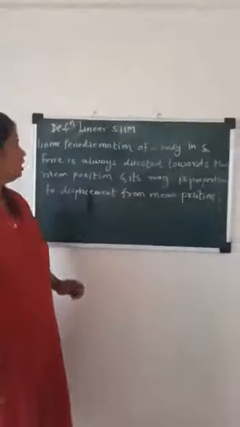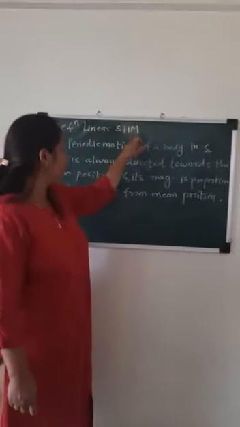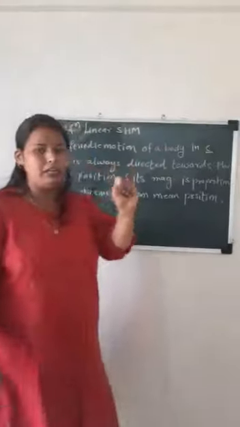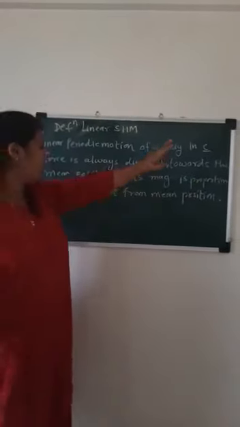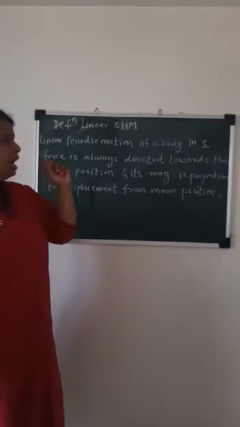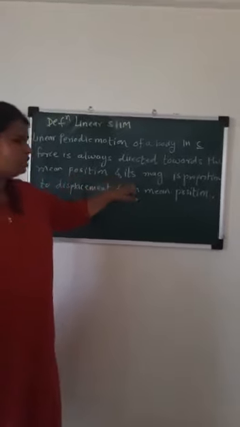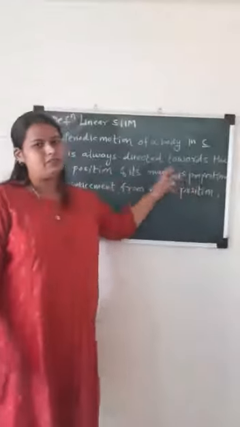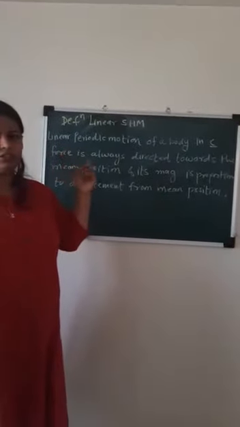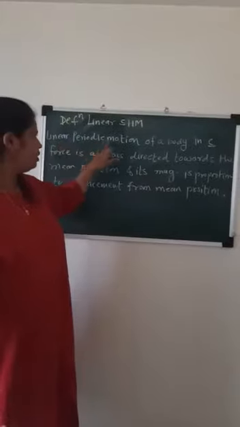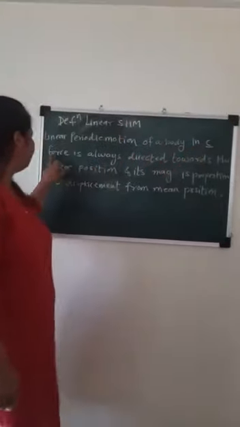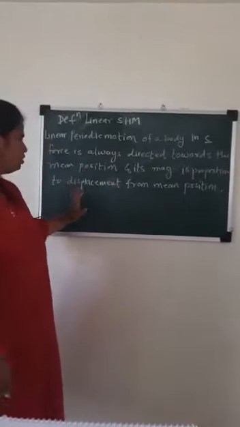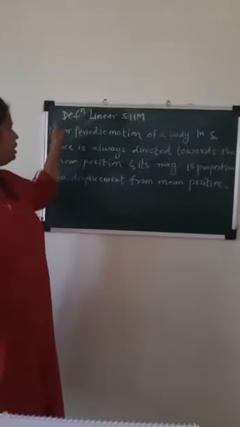Now let us see the definition of simple harmonic motion. It is the linear periodic motion of a body in which the force is always directed towards the mean position and its magnitude is proportional to the displacement from its mean position. As we saw earlier in the stretched spring, such a linear periodic motion is called linear SHM.